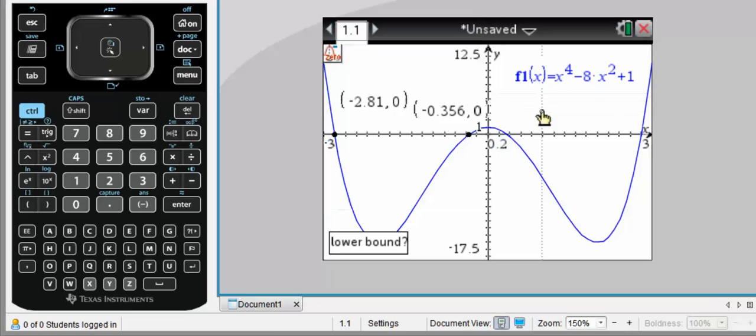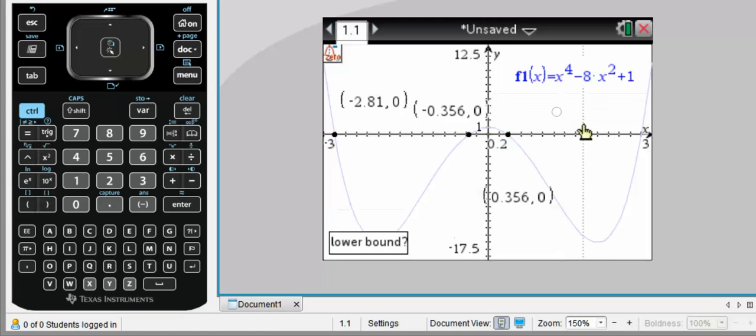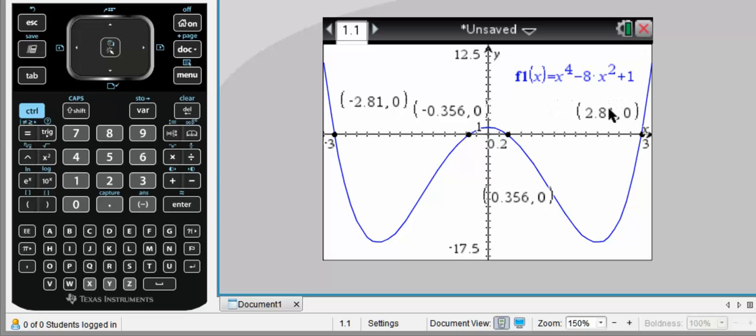Menu 6, 1 for another. And menu 6, 1 for one more. And here are our 4 zeros at -2.81, -0.356.